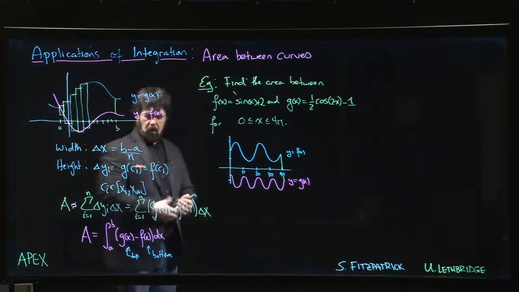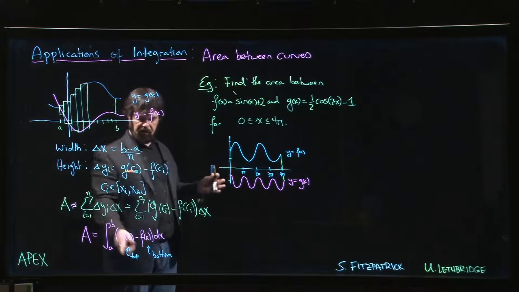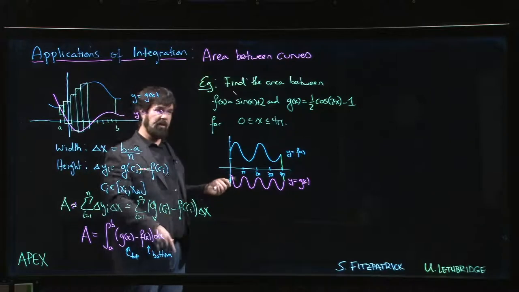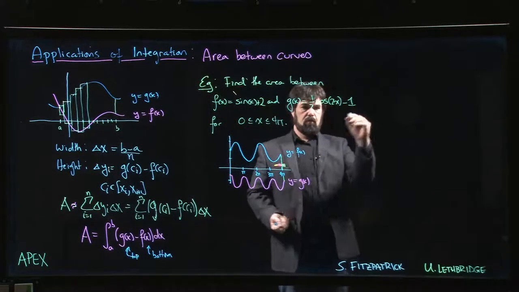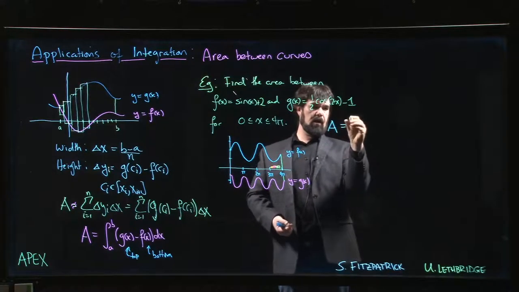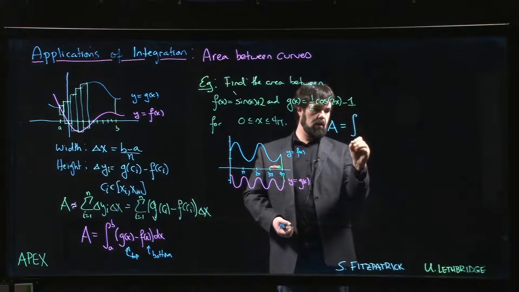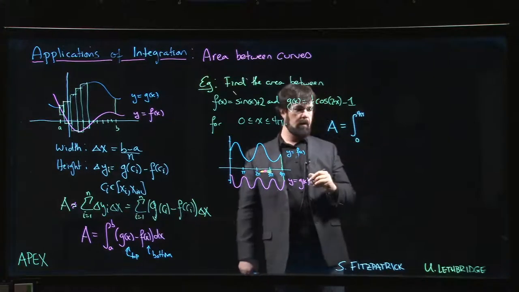Now, over here we set this up. We said g of x minus f of x, but you know the letters aren't important. What's important is which curve is on top and which curve is on the bottom. This time, f and g, they have opposite roles. So simply a matter now of setting up the integral, saying the area is going to be the integral from 0 to 4 pi, okay?